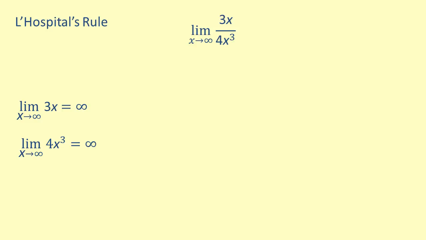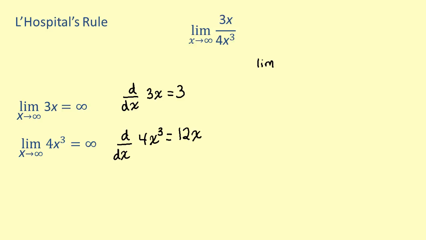This means that we are able to use L'Hopital's rule because the limit would result in infinity over infinity. Let's take the derivative of each function. We see that the derivative of 3x is just 3. The derivative of 4x cubed is 12x. Now let's set up our new limit. We have the limit as x approaches infinity of 3 over 12x.